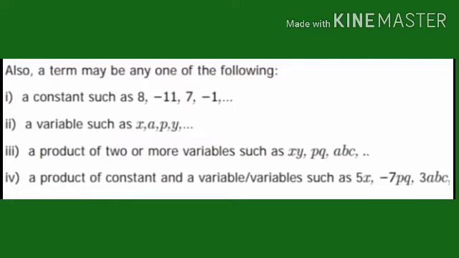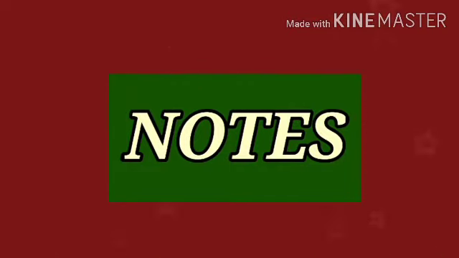A product of two or more variables such as x into y, p into q, a into b into c, etc. A product of constant and a variable or variables such as 5 into x. Here 5 is the constant and x is the variable. Minus 7pq, 3abc, etc. Students, now let us recall the important notes.